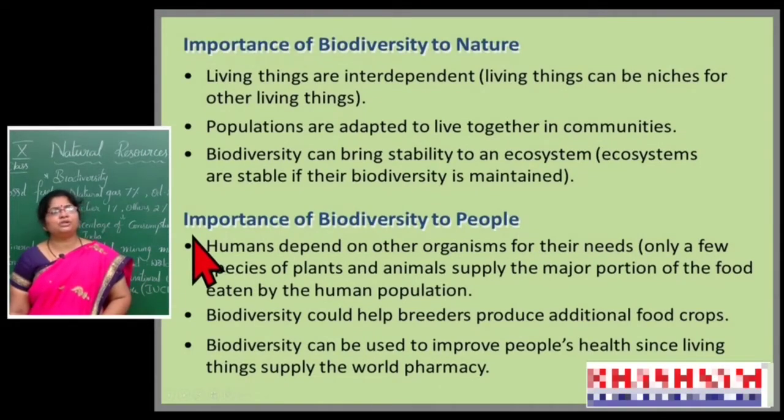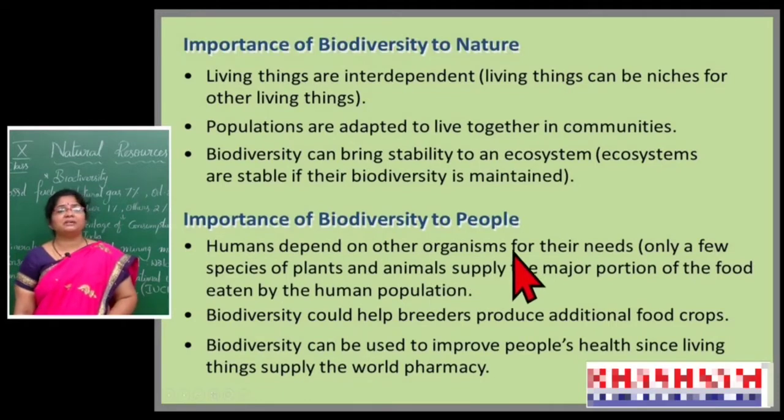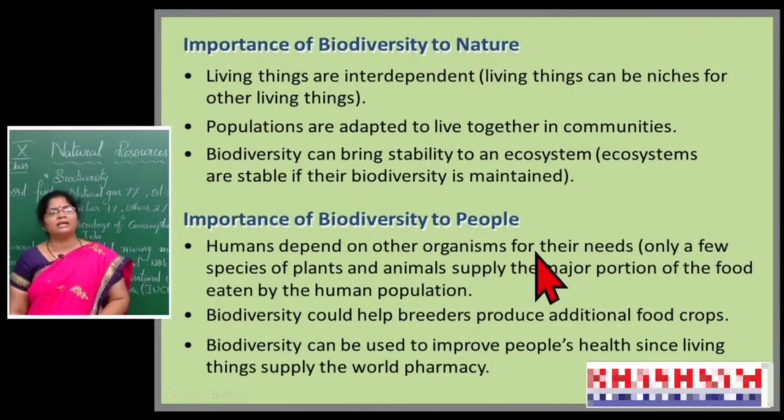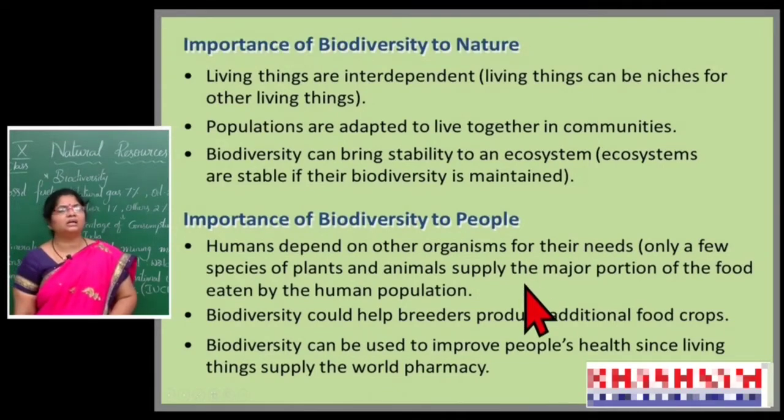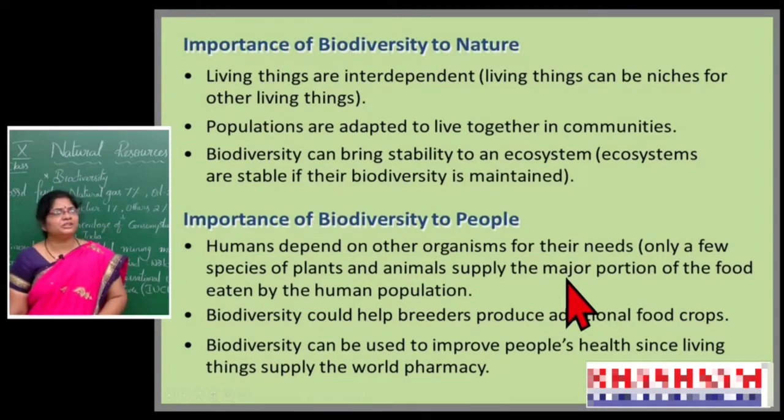Next, the importance of biodiversity to people. How are we able to use this biodiversity? Humans depend on other organisms for their needs. Obviously we always depend on others, because first, we are heterotrophs, and second, without the help of the remaining organisms, no organism can survive on earth. And only a few species of plants and animals supply the major portion of the food eaten by the human population. So we are living on food material that we get from plants and animals.